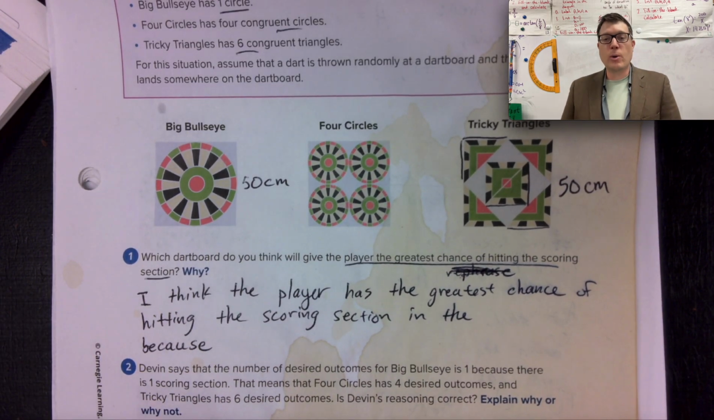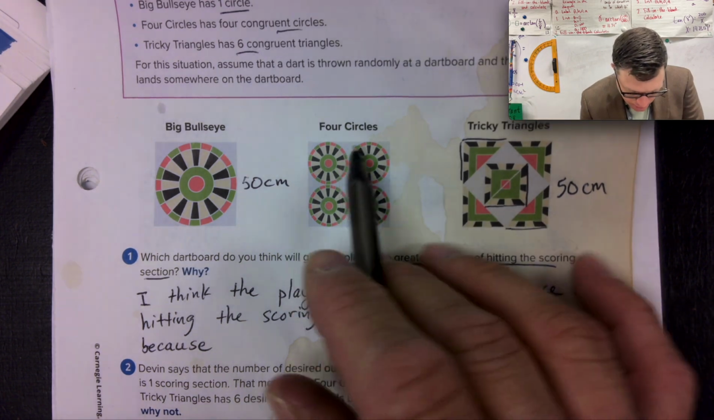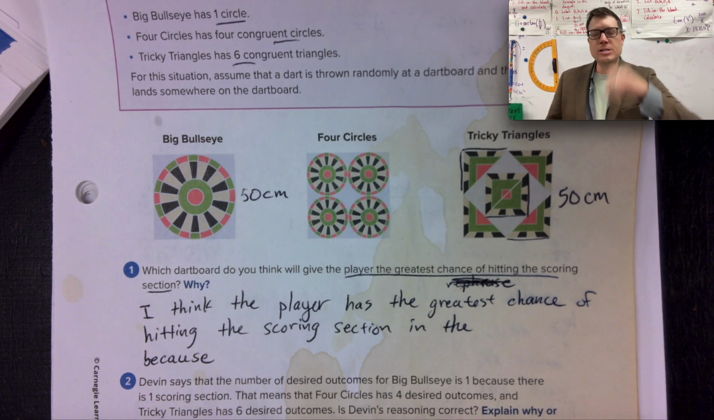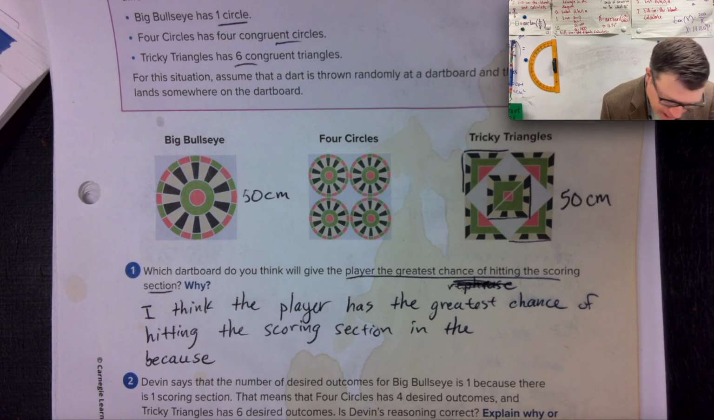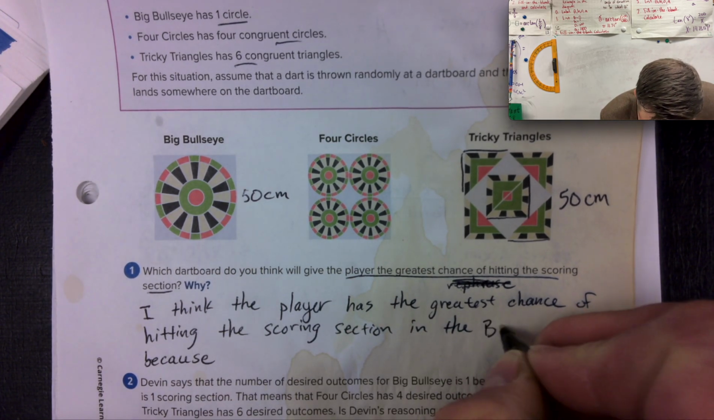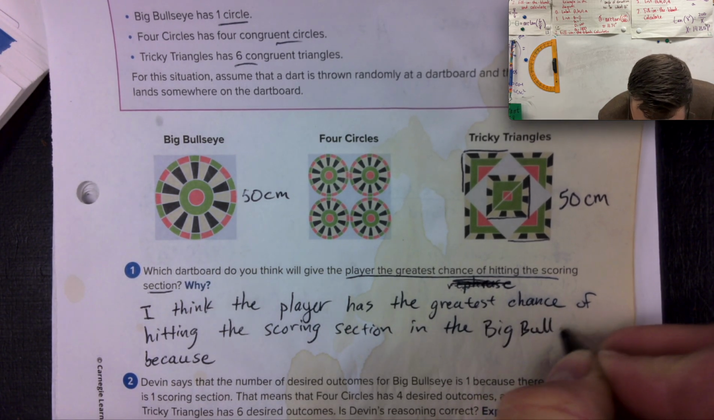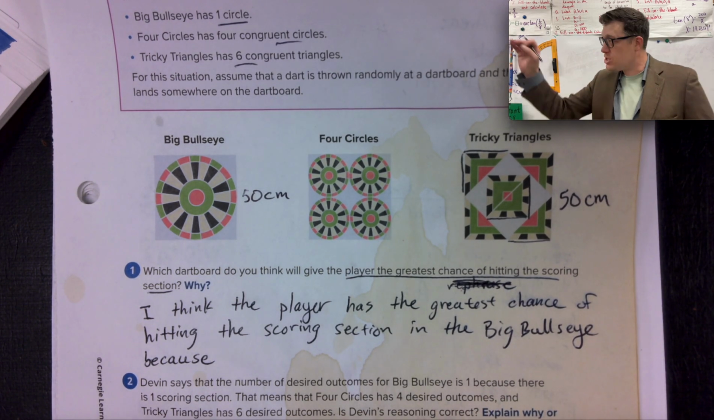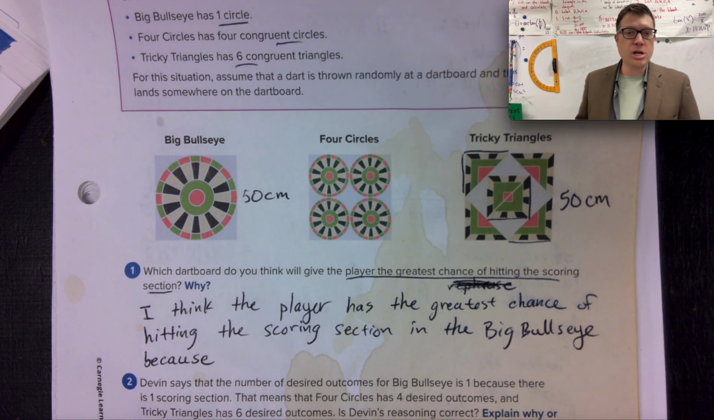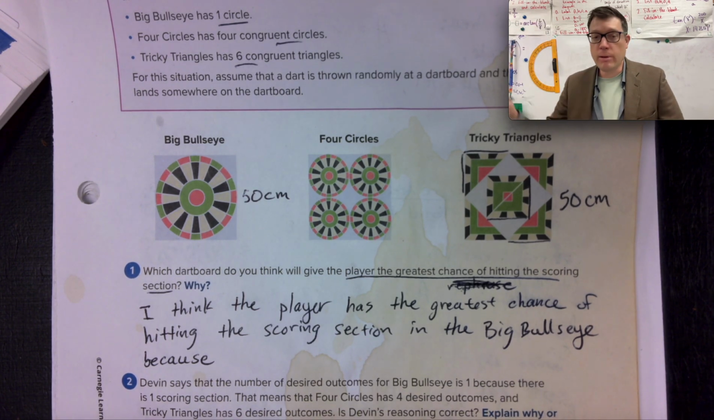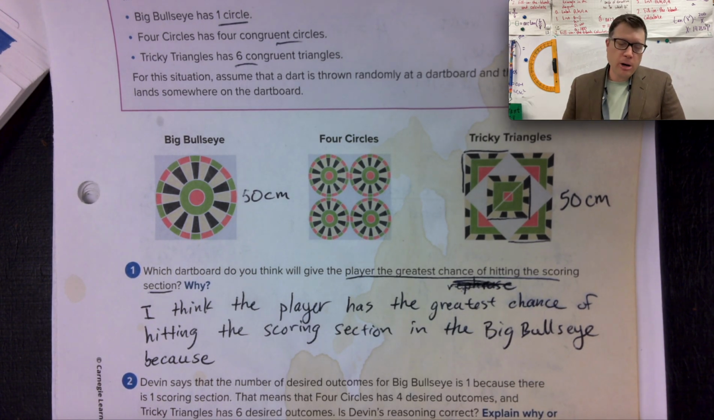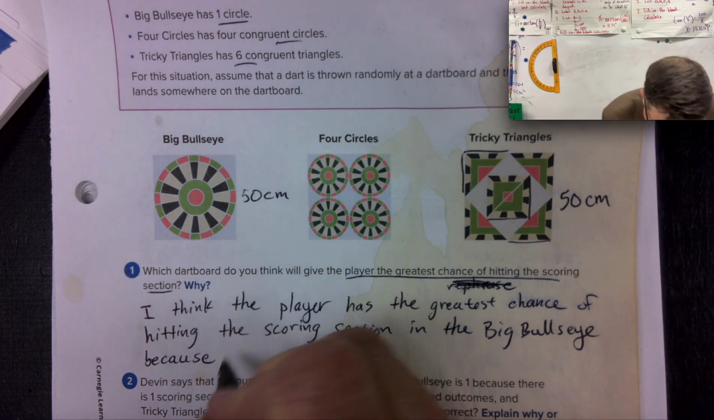I think the player has the greatest chance of hitting the scoring section in the big bullseye. Biggest circle, biggest spot for us to land. So I think the big bullseye will give the player the best chance of throwing the dart and landing in a scoring section, because there's just more area. There's more area of bullseye compared to the part of the square that's not bullseye.